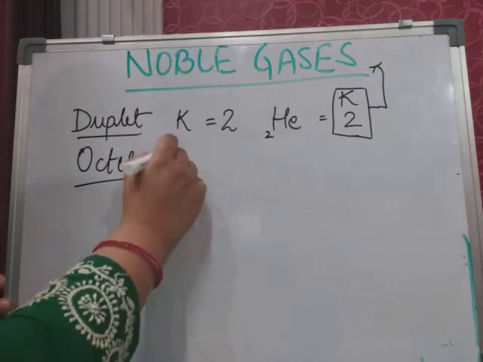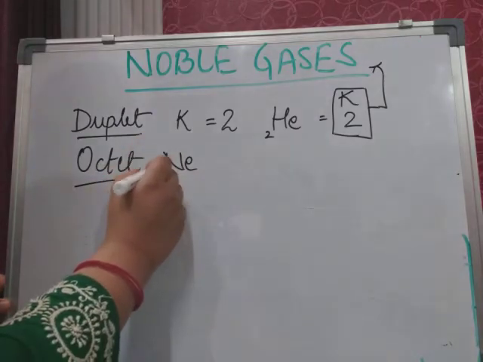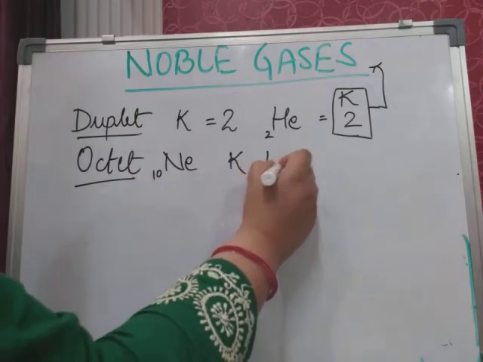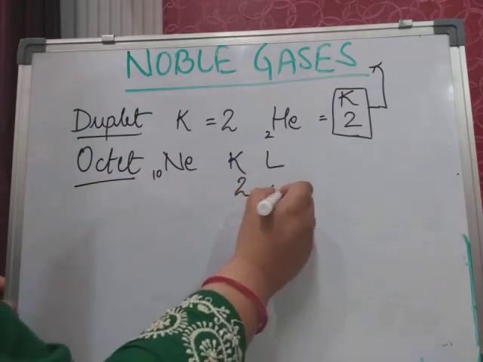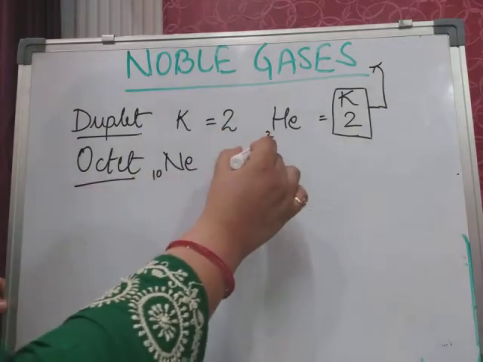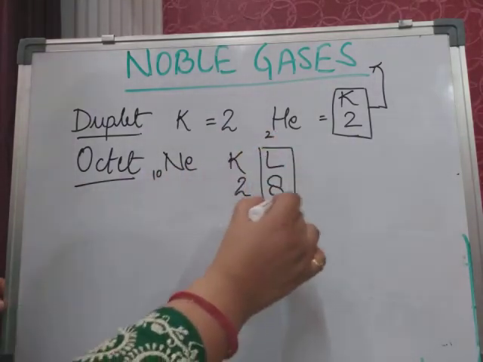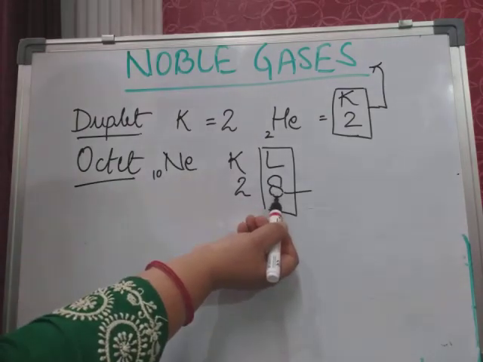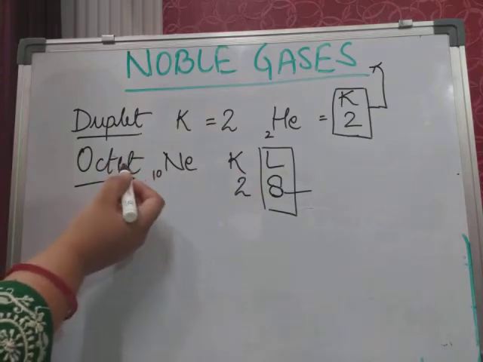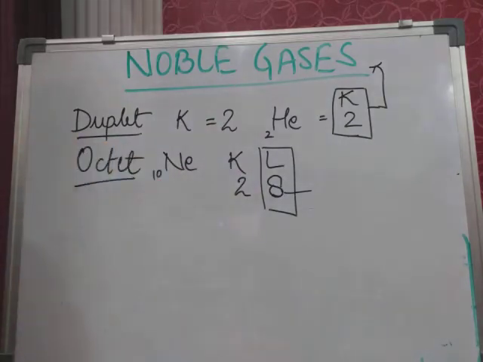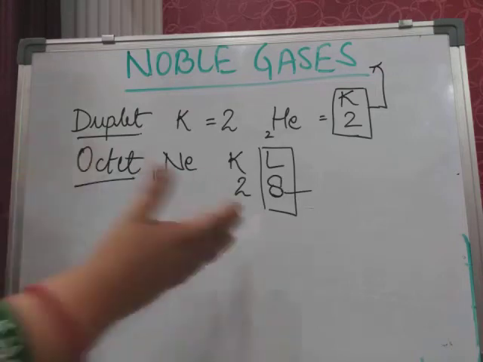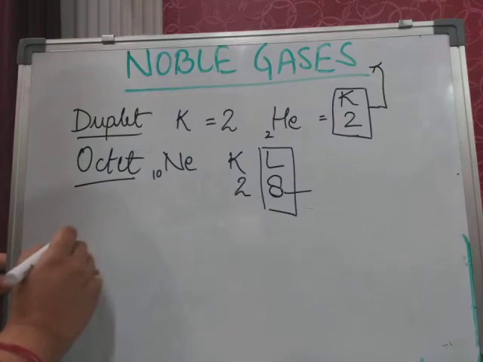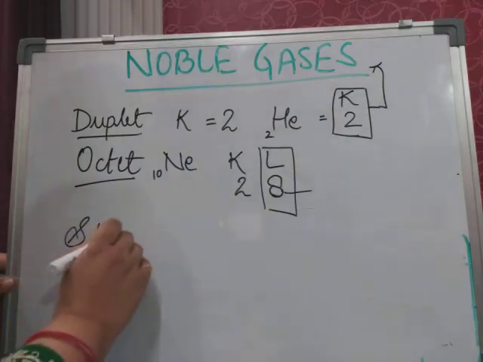If we talk about neon, neon has atomic number 10. If we do its electronic configuration, it will be 2,8. See, this is the valence shell L, and it has 8 valence electrons, which means it has a complete octet. Octet means 8 electrons in the outermost shell. So noble gases have stable electronic configurations.